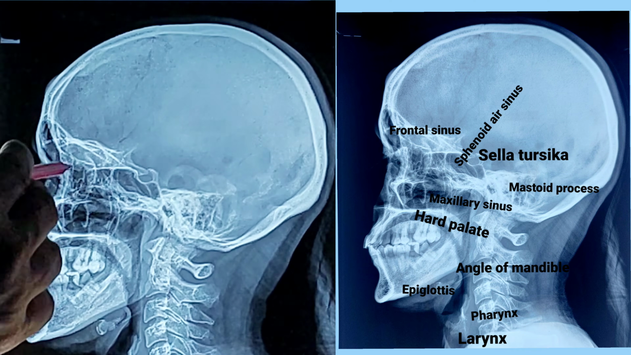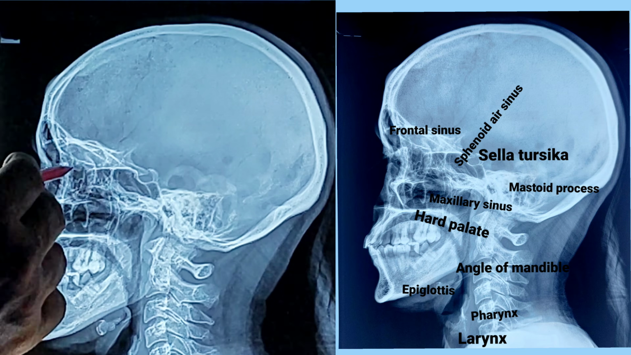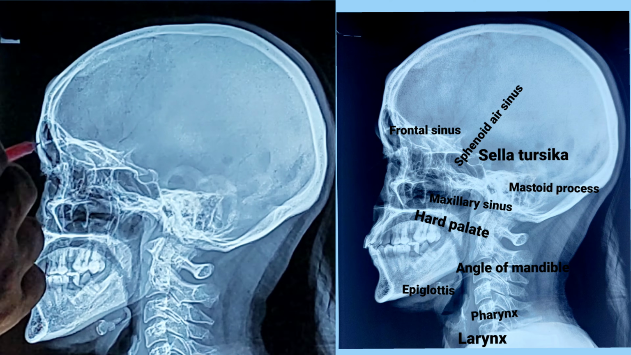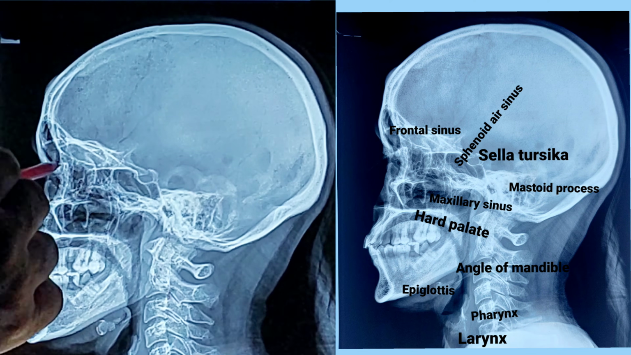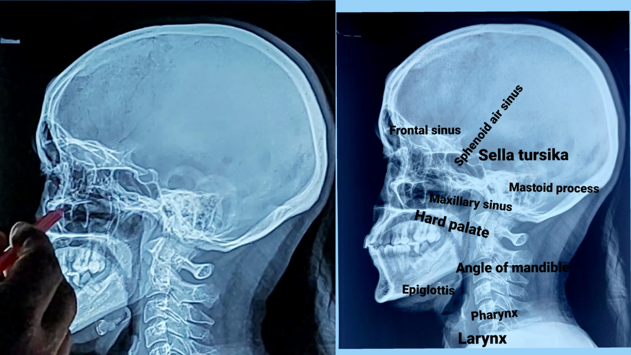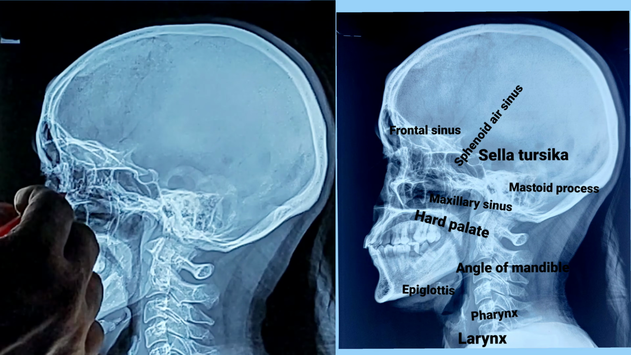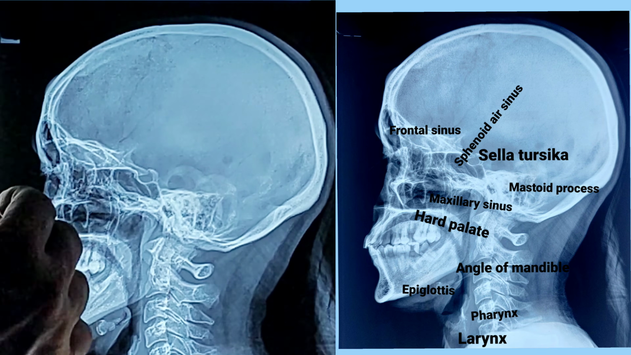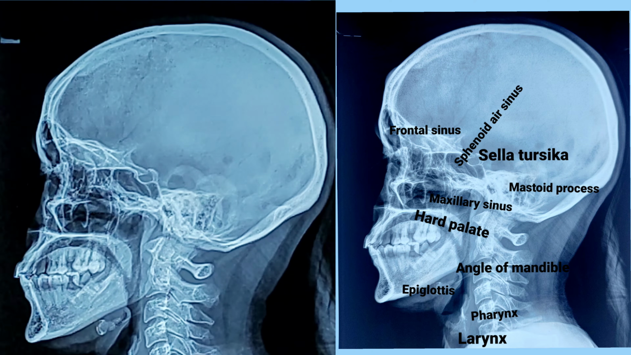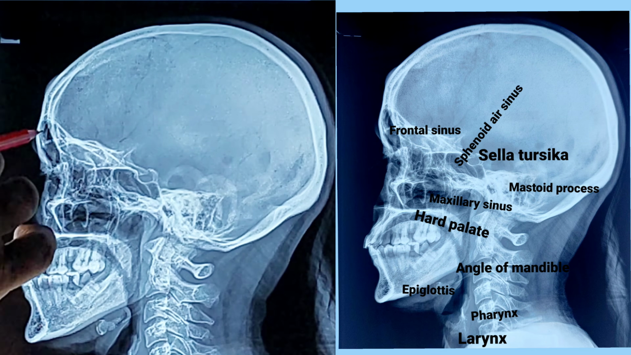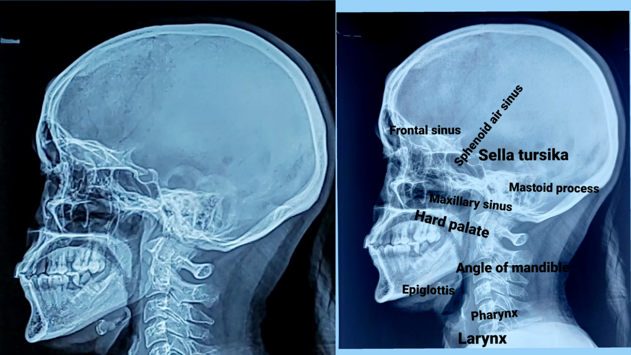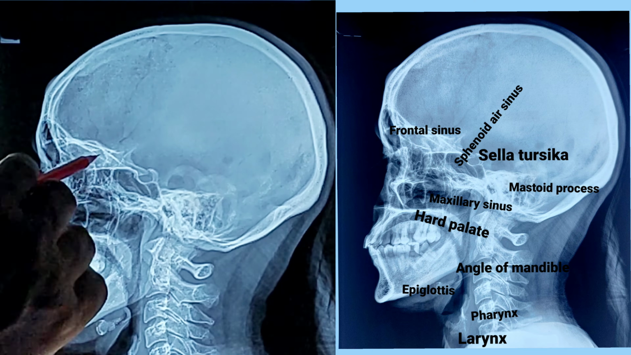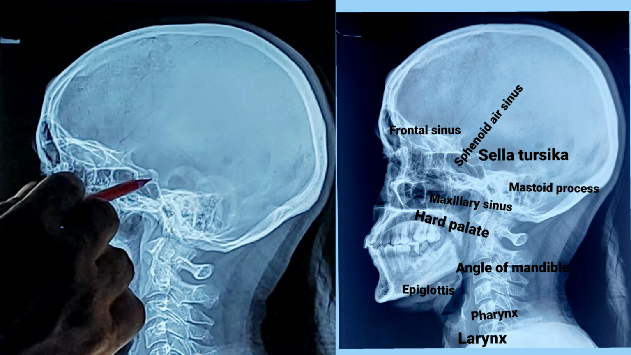Then if we go upwards, here we can see this is the radiolucent area, and around this is a frontal bone, and below this concavity is due to the orbit. I will show you in another view the orbit and the frontal air sinus in a more clear view.